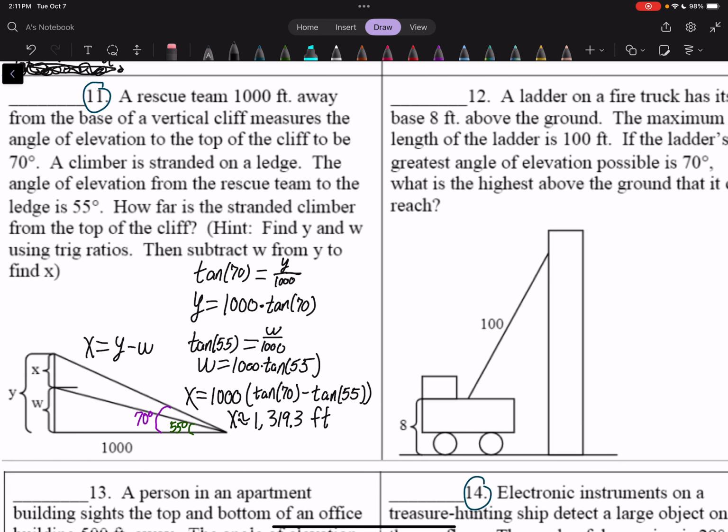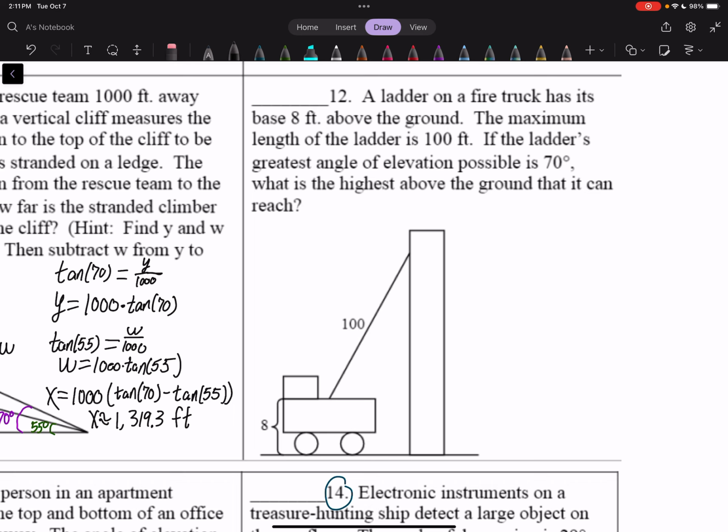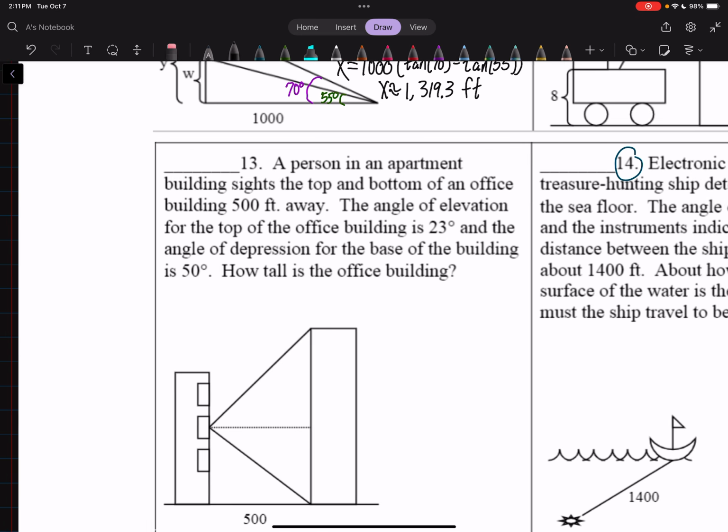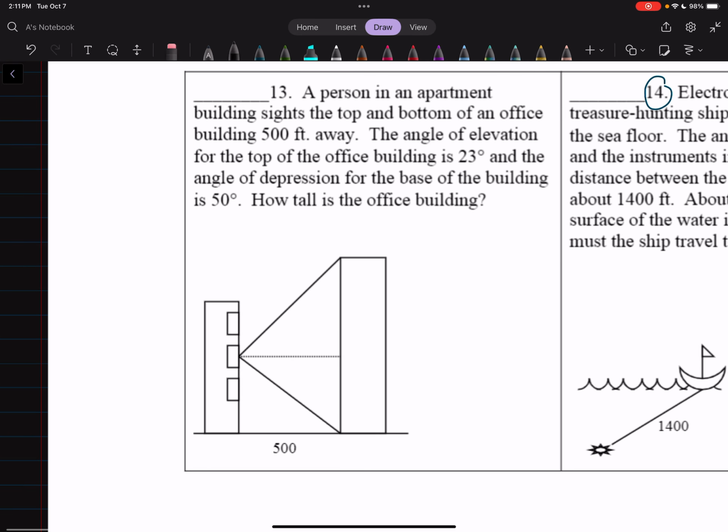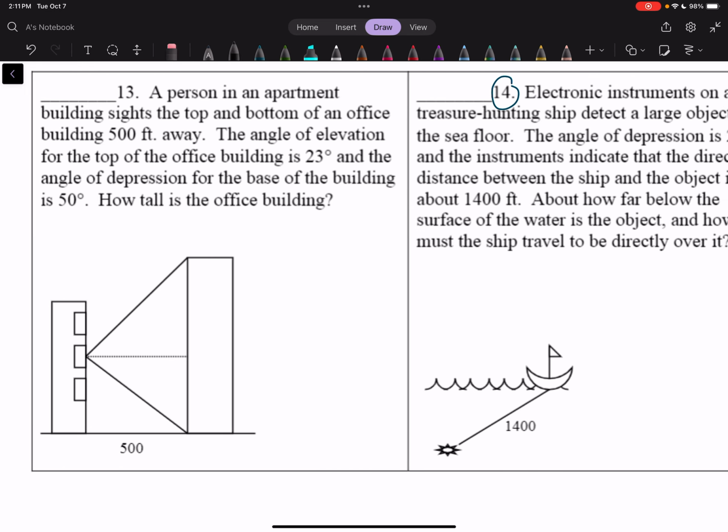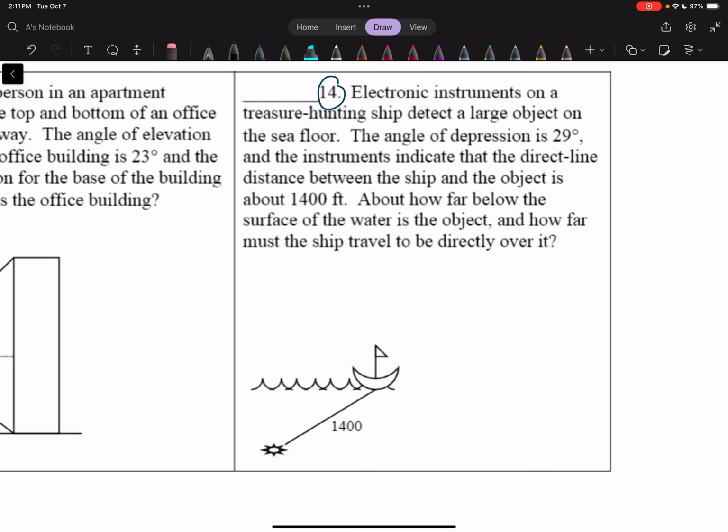Try 12. Try 13. And let's look at number 14. Okay, the instruments on this ship detect a large object on the seafloor. The angle of depression is 29 degrees.